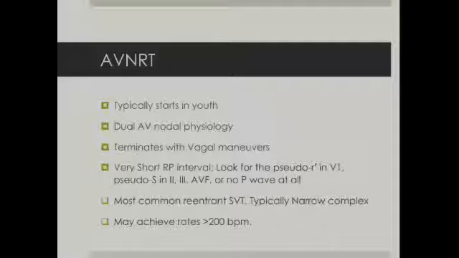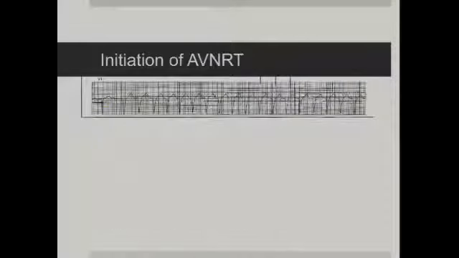So, very short RP interval. We look for this pseudo R wave or R prime in V1. It's the most common reentrant SVT, which we spoke about. Your pulse may actually go above 200 with this rhythm, but typically less than 210.